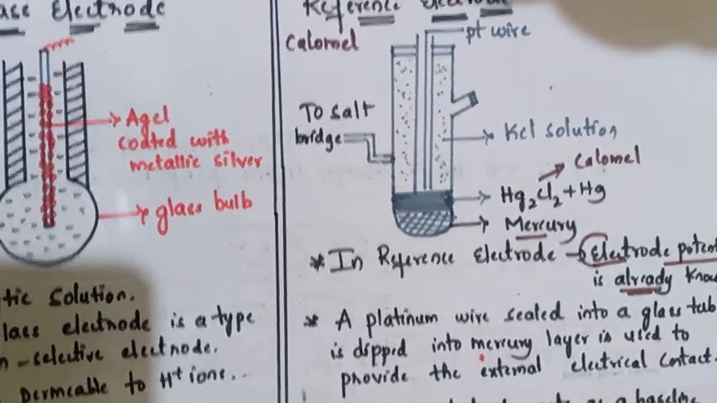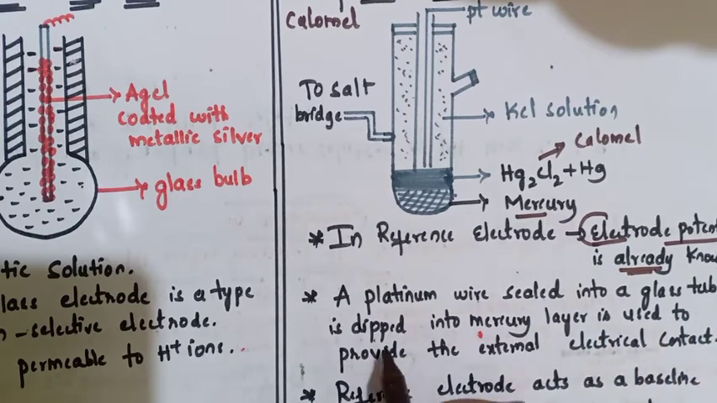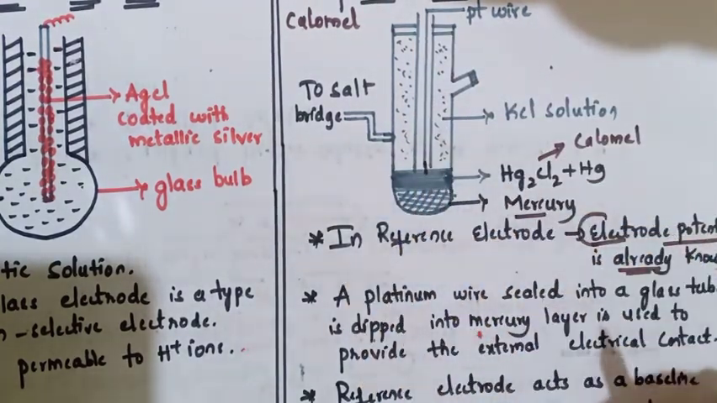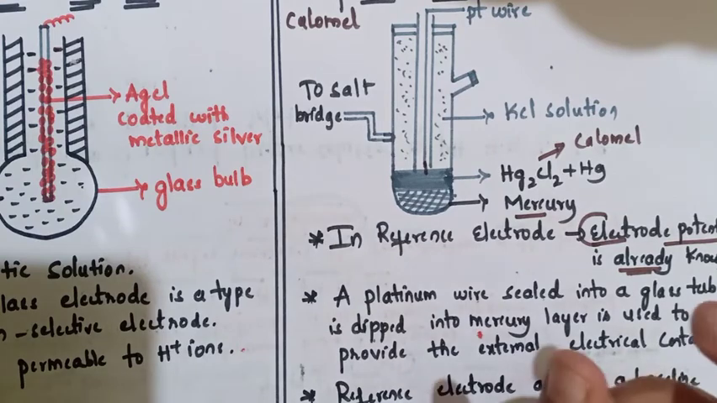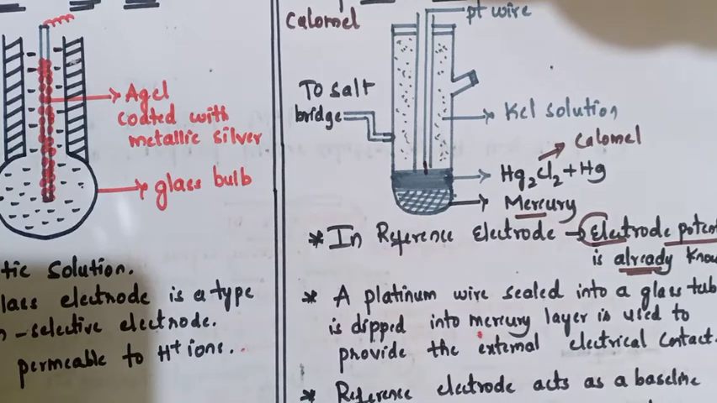Now, coming to the second point, a platinum wire is sealed into a glass tube and dipped into the mercury layer, and is used to provide the external electrical contact. You can observe that here is a platinum wire which is sealed into the glass tube, which is dipped in the mercury layer. It is used to provide the external electrical contact.